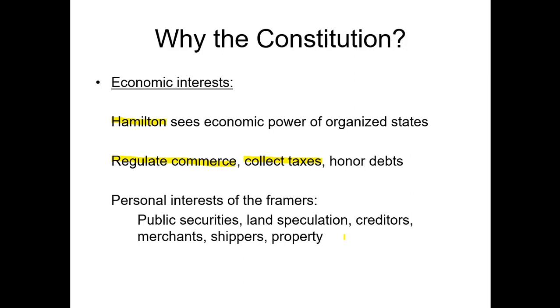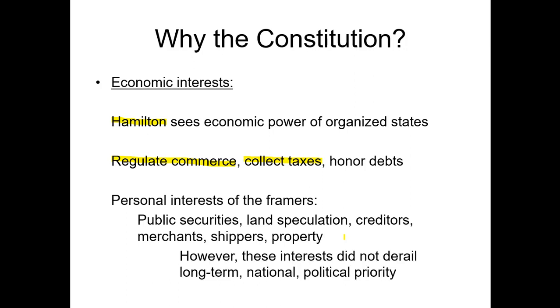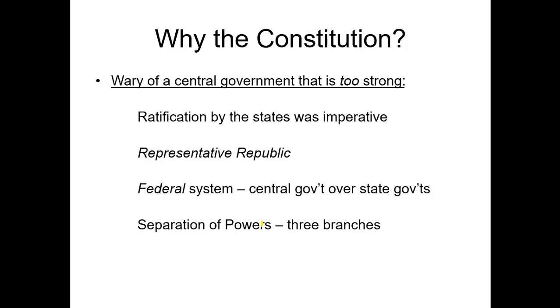But as we'll see, it's the long-term thinking of trying to create a system that's sustainable, that was pretty much spearheaded by James Madison and Alexander Hamilton and supported by George Washington. Those are the thinkers that really prevailed in order to create this Constitution that was extremely important to keeping the United States together and setting the framework for its success. So therefore, these personal economic interests did not really derail the long-term political priorities that were very much needed.